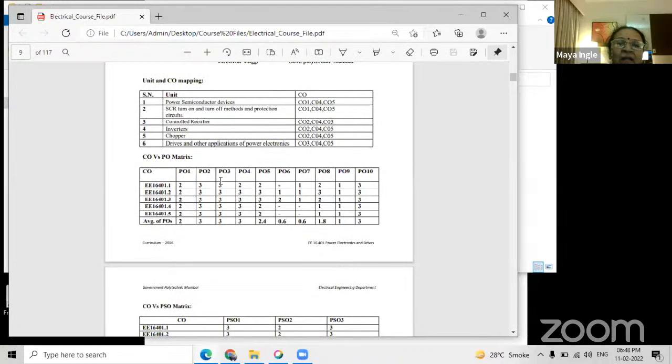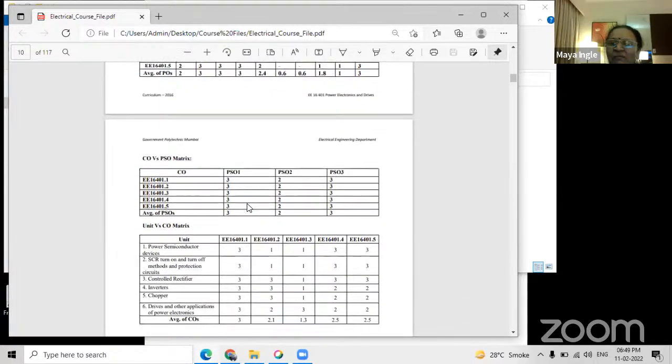Then mapping. Once COs are designated or fixed for a particular subject, then it becomes possible for us to make the mapping. Many of the speakers have talked about the mapping of COs and POs. It has to be listed here, shown along with the rubrics which have been written here as 1, 2, 3, 2.4, 0.6. This is the average basically. So it is compulsory basically.